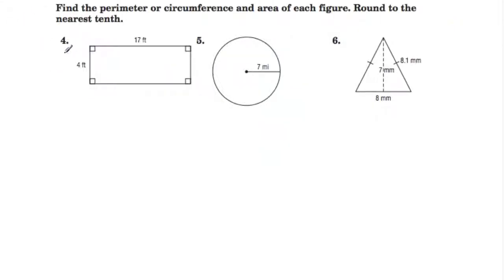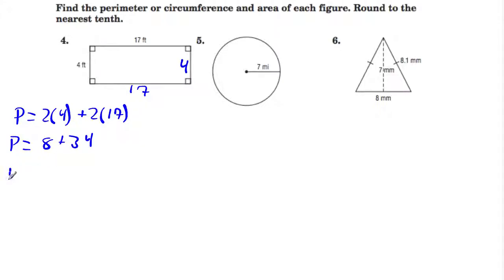And here are some examples. Now it's important to see that for this rectangle, we only label 2 sides. That does not mean that these are the only 2 sides. We can clearly see that there are sides here. With a rectangle, we know that opposite sides are congruent. So we're going to say that this is 17 and this is 4. So the perimeter is going to be 2 times 4 plus 2 times 17. So perimeter is going to be 8 plus 34, and that's going to equal, oops, not 44, 42.